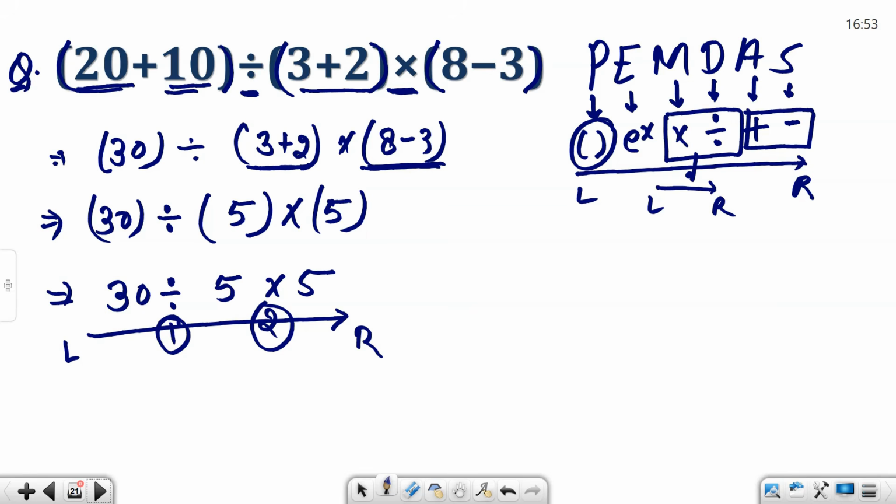30 divided by 5 times 5. 30 divided by 5 is 6, times... now 6 times 5 equals 30. This is the right answer.